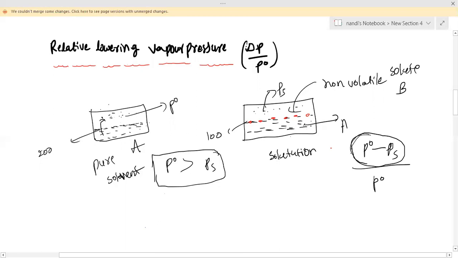And this ratio I am going to relate to the mole fraction of solute. By adding more B, how much does it decrease? Or by adding less B, how much does it decrease? That is what I am going to calculate. Clear? Even by knowing this relative lowering of vapor pressure, I can find out the molecular weight of B also. How that is calculated, with the mathematics and formula, everything I am going to discuss in this video.